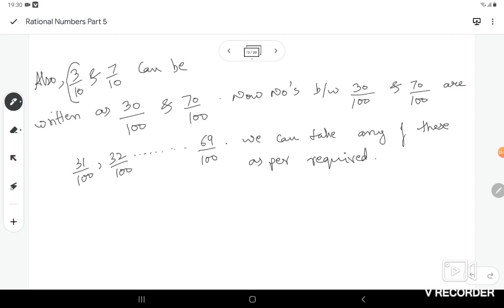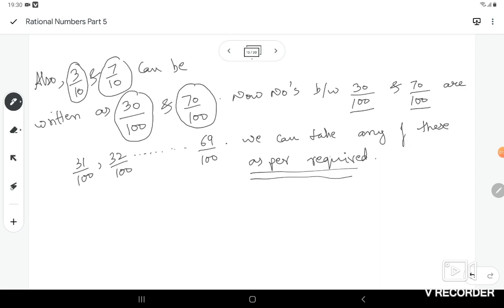Also, we can represent 3 by 10 and 7 by 10 as 30 by 100 and 70 by 100. Simply, we have done nothing but multiply the numerator and the denominator by 10 on 3 by 10 and 7 by 10, which does not make any change to the number, as on cutting the zeros, the result would be the same as 3 by 10 and 7 by 10. Now there would be many numbers between 30 by 100 and 70 by 100, and we can take any of these numbers as asked in the question.